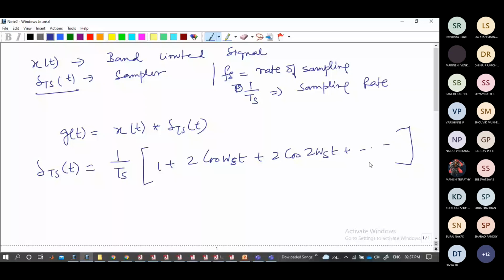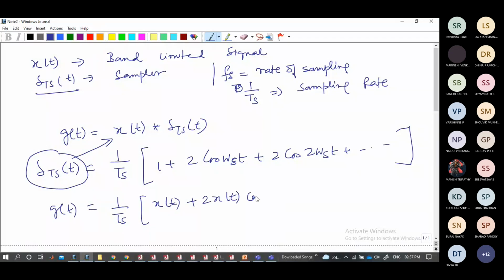Okay, we don't need to focus on that much, but what we are going to do is multiply this. If you observe carefully, we are just multiplying this by an xt. So in gt, it will be 1 by Ts, and then xt gets multiplied. So xt plus 2xt cos omega st plus 2xt cos 2 omega st plus dot dot dot, like this.